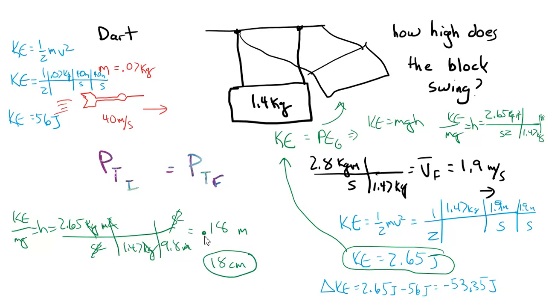So here's an example where we use both things. We use conservation of momentum to deal with the collision because the kinetic energy here is definitely not equal to the kinetic energy here. These two things are not equal because we lost a ton of kinetic energy in the collision. So we had to start with conservation of momentum, and then after the collision, we can go back to conservation of energy to see how high it swings up. So there is one example of a totally inelastic collision.